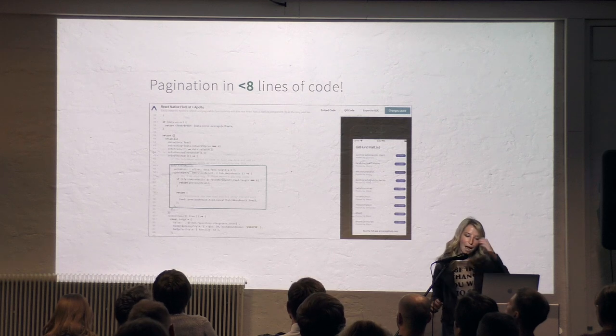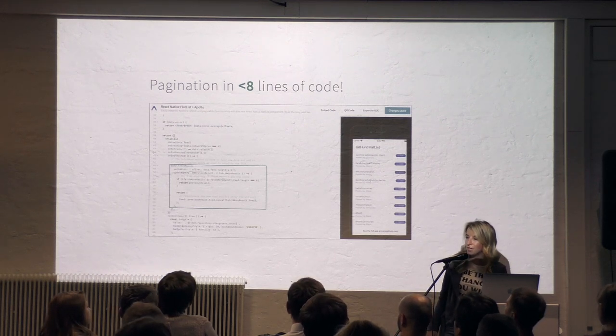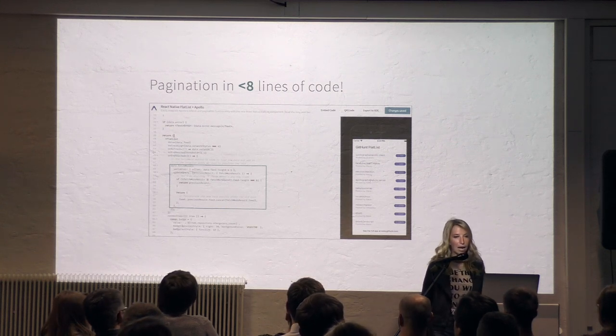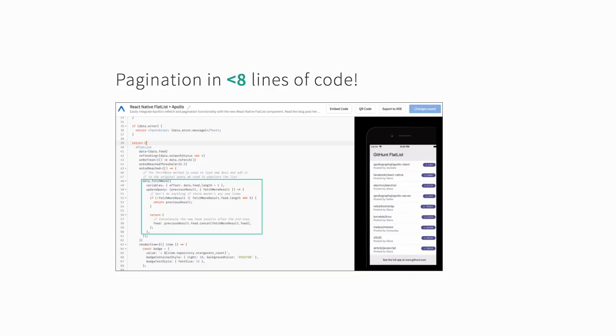So not only do you have to write less data management code, you can also accomplish complicated features like pagination, polling, optimistic UI, and prefetching data with far less code than you normally would have to. This is a really cool example in Expo Snack, and as you can see, doing pagination is less than 8 lines of code. So it's really easy to build complicated features quickly.